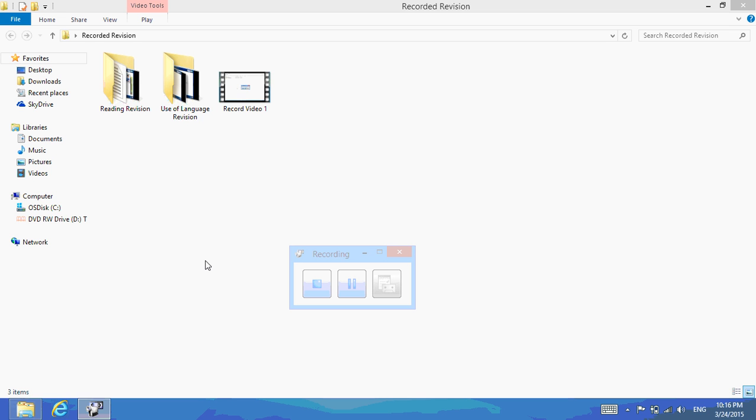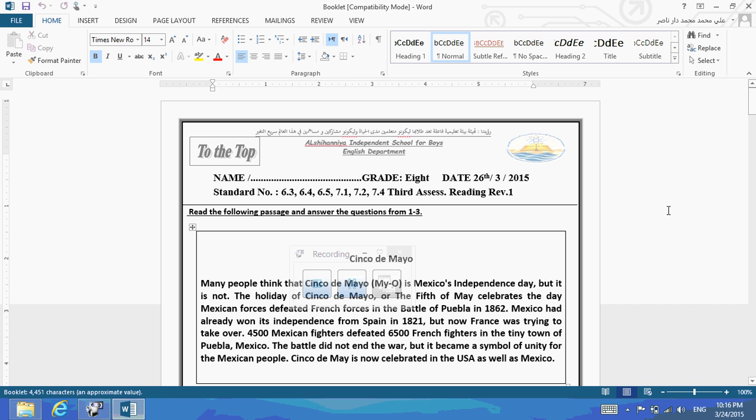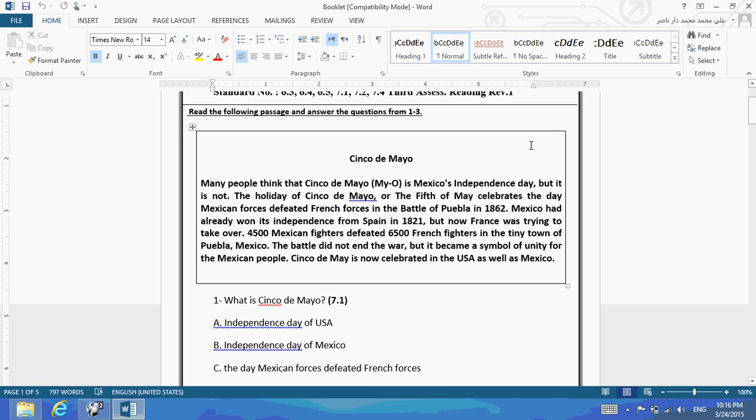Two booklets have been prepared. The first one is about reading skill, the other one is about use of language skill. Let's start with the reading one. In the exam there will be three kinds of texts: factual account, explanatory text, and instructional text. This booklet is full of rich information that helps you pass the test easily.